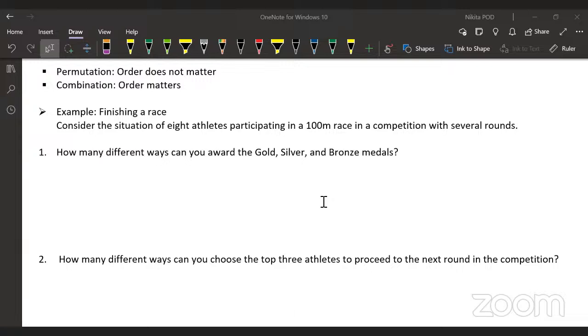8C3. 8C3 or 8P3? I think it should be C, ma'am. Why 8P3? Because order matters. If the first person gets gold, it's different from the second person getting gold. Yes ma'am, 8P3. The order of the prizes matters, ma'am. Agreed.